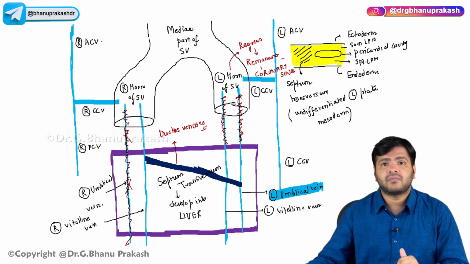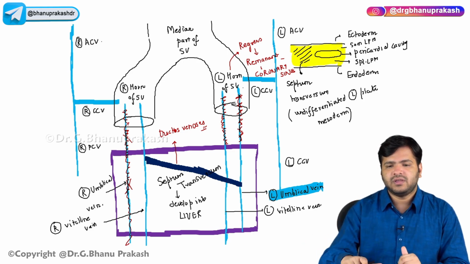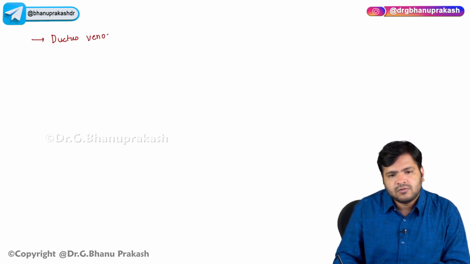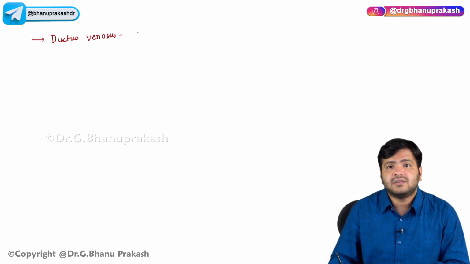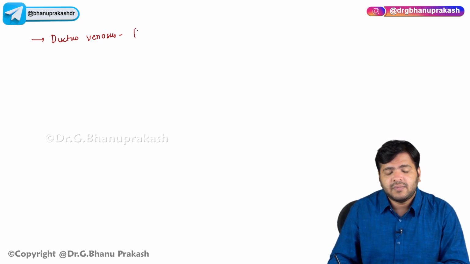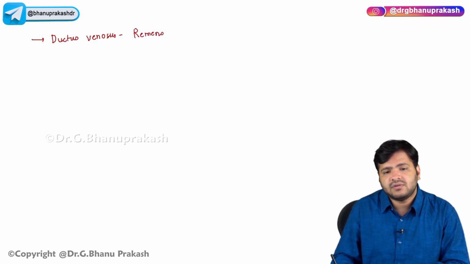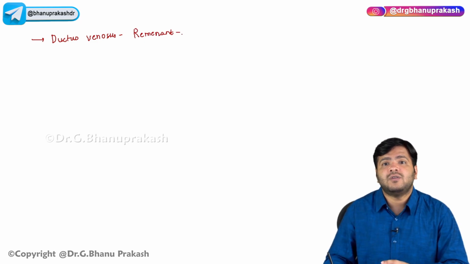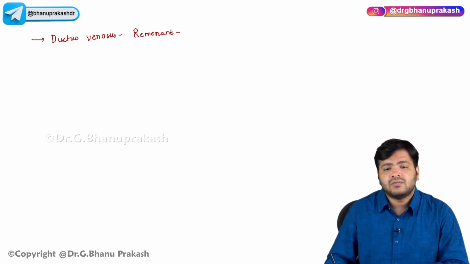Now, remember over here. So let us just write over here. So ductus venosus. So in adults we have a remnant of the ductus venosus. It is called the ligamentum venosum, okay, the ligamentum venosum.